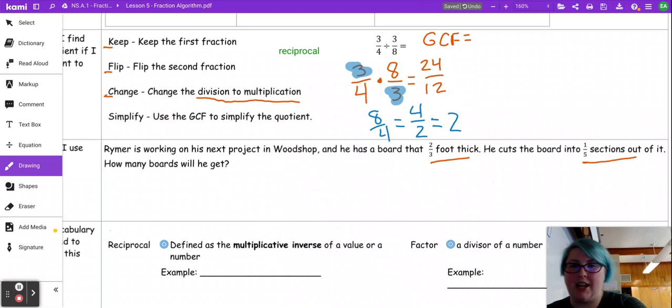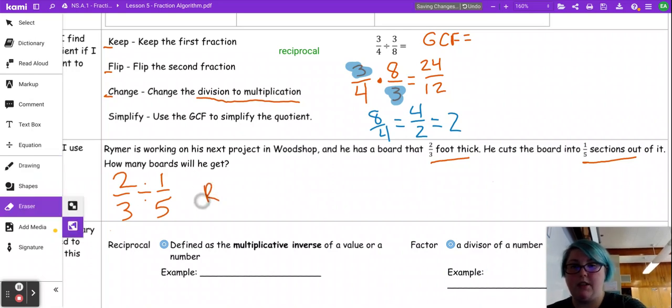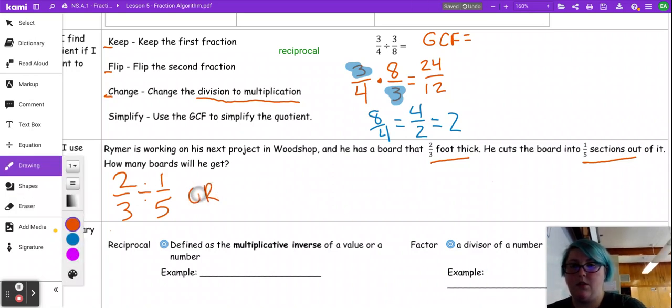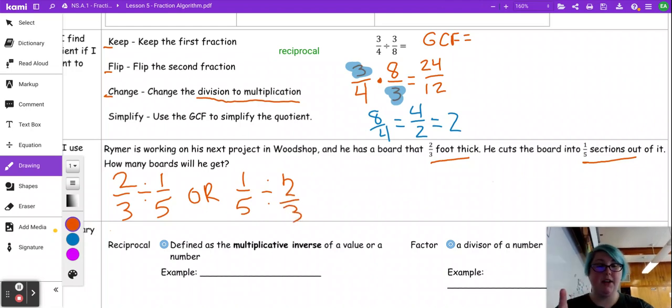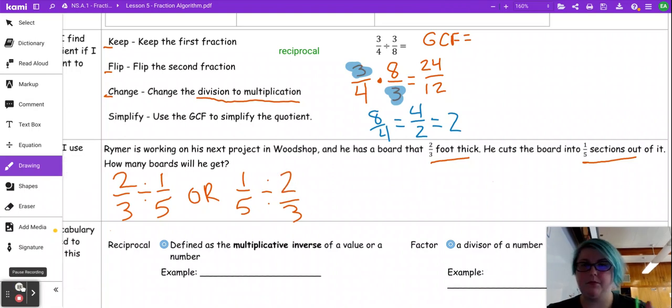So now we need to decide, is this 2/3 divided by 1/5? Or, that 1 is terrible, sorry folks. Or is this 1/5 divided by 2/3? So pause the video here, put your answer into formative. We'll come back and see if you were right.